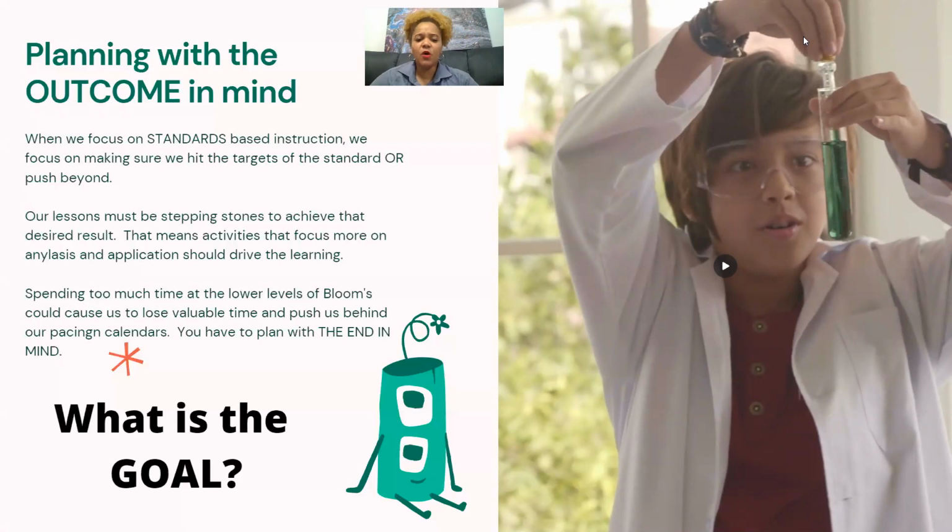Spending too much time at the lower level of Bloom's can cause us to lose valuable time in our pacing guide and chart. And you're going to turn around and make some mistakes like this one right here, because you get stuck in the wrong places, right? So we always have to plan with the end in mind. And that is our goal of what we're trying to achieve. You have to plan with the end in mind so you can backwards plan and figure out how to start, so we can get our kids to make sure that we're hitting at the rigor level that they need to be at, and they're engaged with activities the way that they should be.